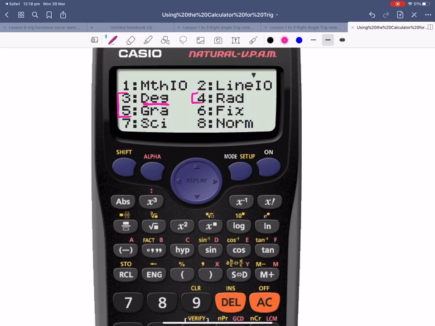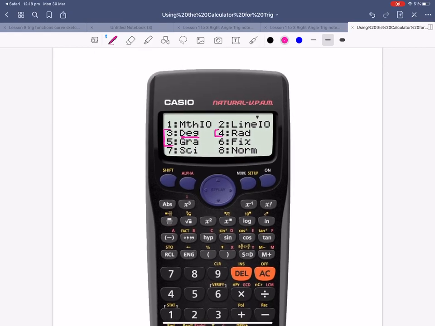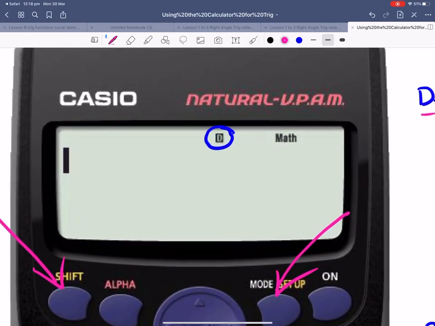So if you were to hit 3, you should then, when you go back to your screen of your calculator, you should see a D at the top.